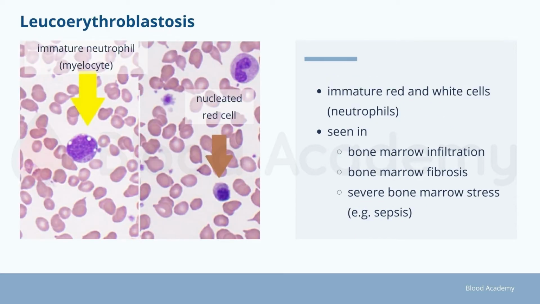Leukoerythroblastosis denotes the presence of both immature red cells and granulocytes, namely neutrophils, in the blood. It indicates bone marrow infiltration, bone marrow fibrosis, or severe bone marrow stress induced by conditions such as infection. In the adult, it is always abnormal and should prompt clinical correlation and, if deemed appropriate, bone marrow examination.